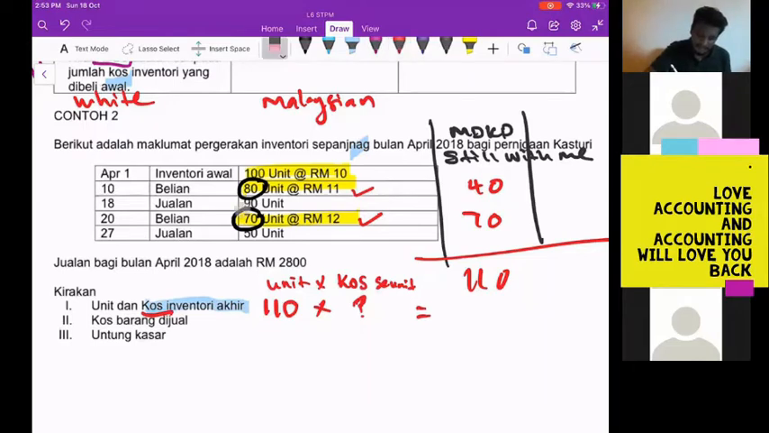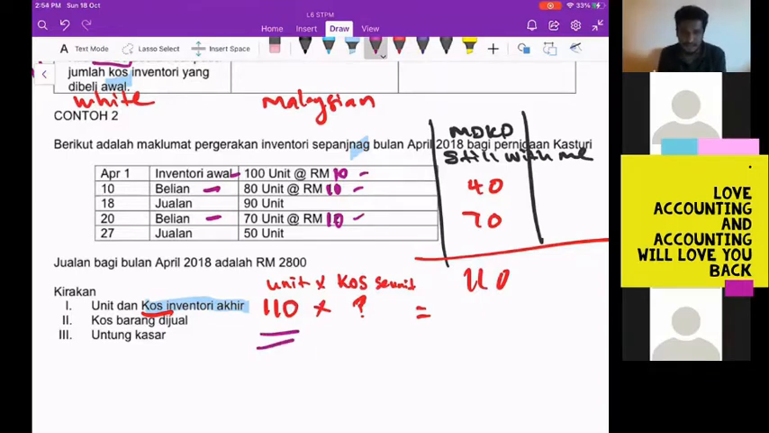When I look at my transaction here, if this one is 10 ringgit, this one also 10 ringgit, this one also 10 ringgit. These are the inventory that I buy. Some of these three I sell already. 110 saya belum jual. If all are 10 ringgit it is very easy. 110 times with 10 ringgit, I will get a total. So easy to get the inventory akhir.